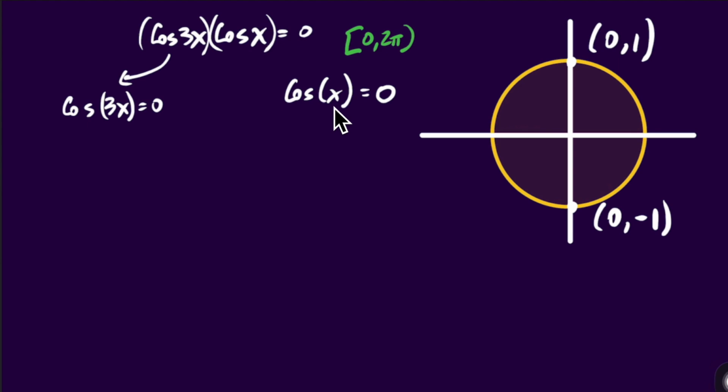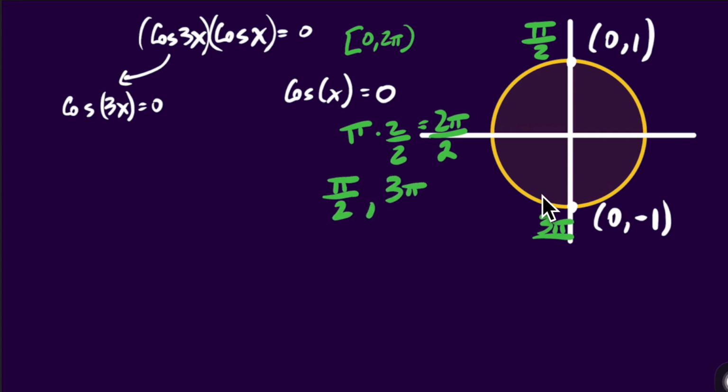Let's do this one first. It's simpler. Cosine of x equals 0. That means the x coordinate on the unit circle is 0. So we're going to have pi over 2 here, obviously. This puts us in the world of 2's. In the world of 2's, instead of pi, we're going to multiply by 2 over 2, and pi becomes 2 pi over 2. Here, this is 1 pi over 2, 2 pi over 2 to get to pi. This is 3 pi over 2. So the solution for this part of the equation is pi over 2 and 3 pi over 2.